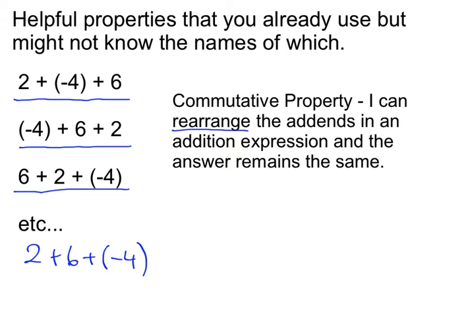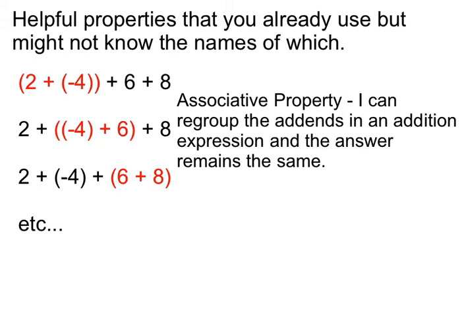The order doesn't matter. The associative property means that you are able to regroup the addends or the terms in an addition expression, and the answer remains the same. For example, you'll notice that in all these expressions, it's 2 plus negative 4 plus 6 plus 8. I could decide to start here first. By the way, parentheses, you should know the order of operations. You do the things in the parentheses first. So I can do that first, or I could start here if I wanted, because the associative property allows you to start anywhere.